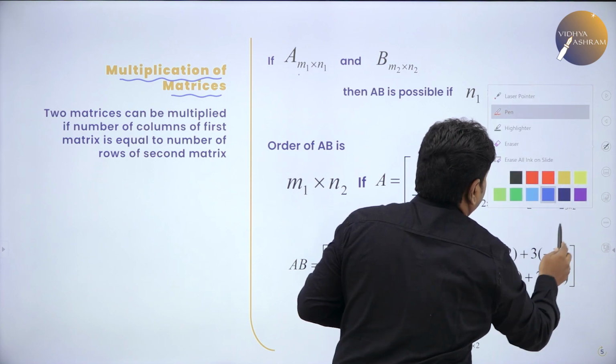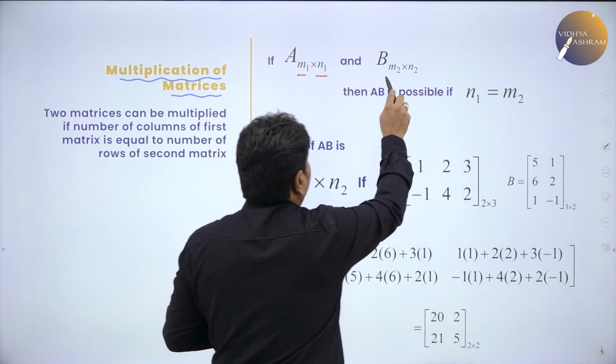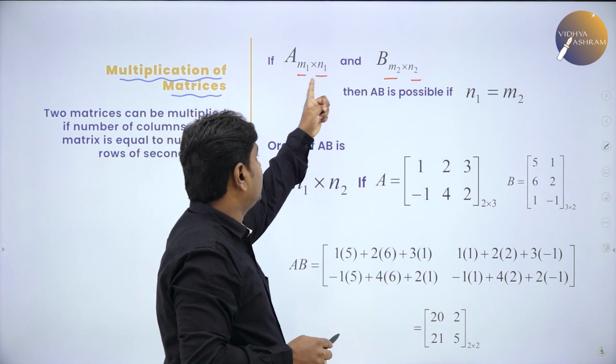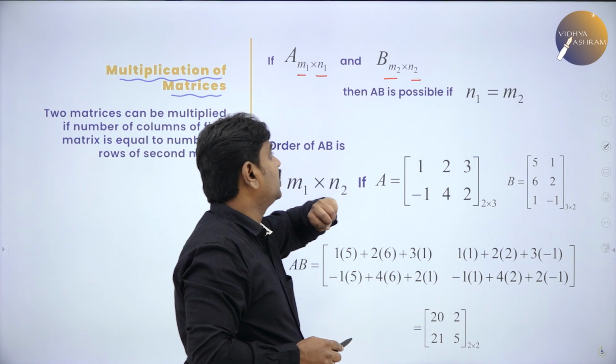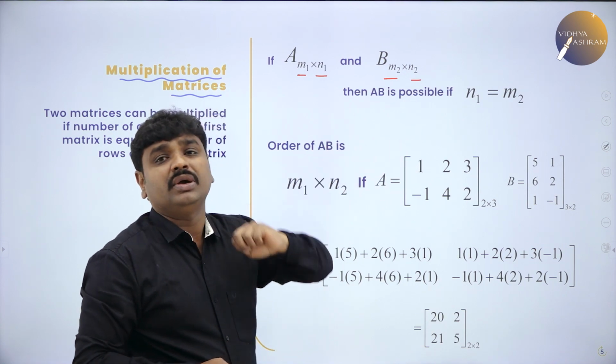I have taken a matrix called A, and A is m1 cross n1. B is m2 cross n2. I have taken two matrices. One has order m1 n1, the other has order m2 n2. Then AB is possible if n1 is equal to m2.